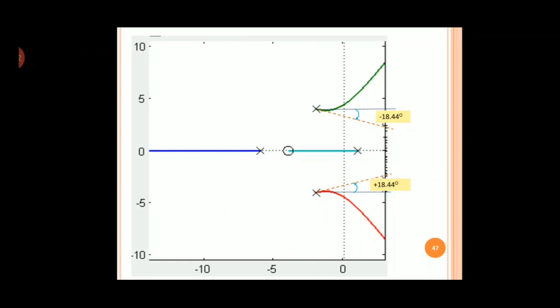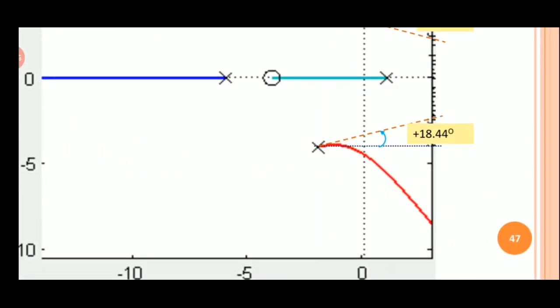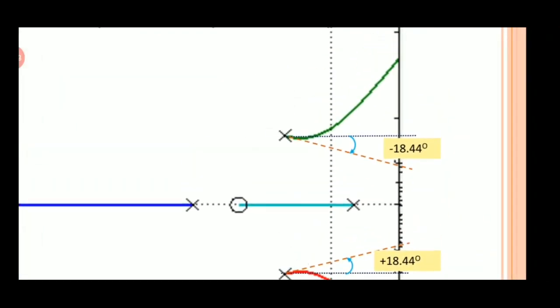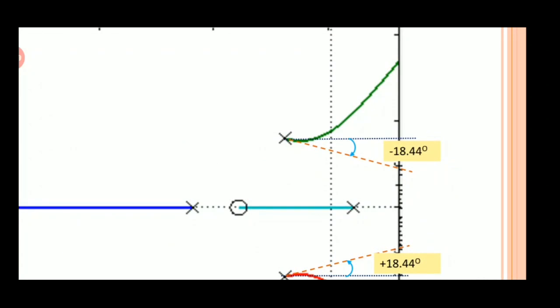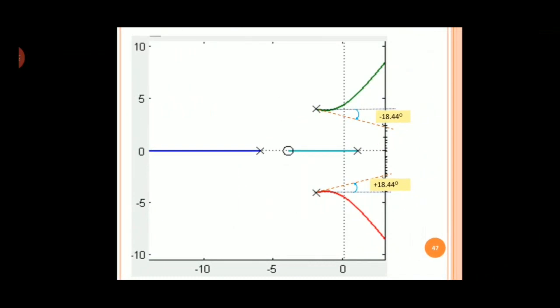The important thing to note here is the angle of departure. Angle of departure is always with respect to the horizontal line. This is the point P2, the pole we had, and we got minus 18.44 degrees, which is marked here. That means the green branch of the root locus that you are seeing is departing from the pole at an angle of minus 18.44. This is the meaning of angle of departure.